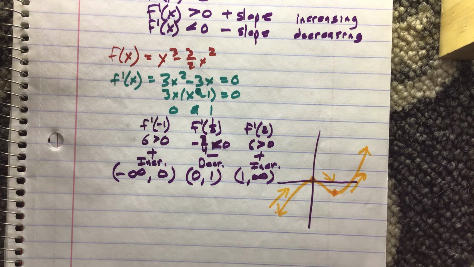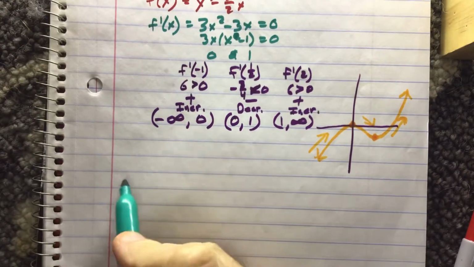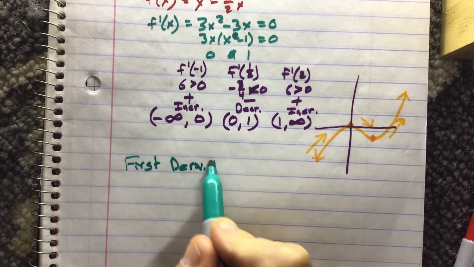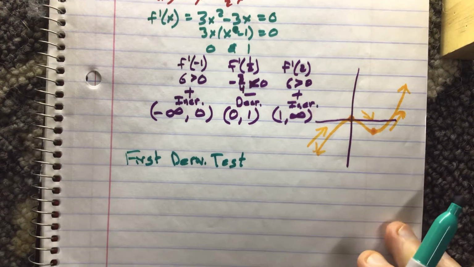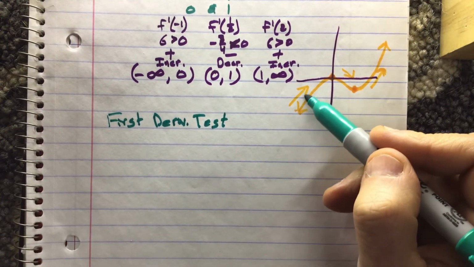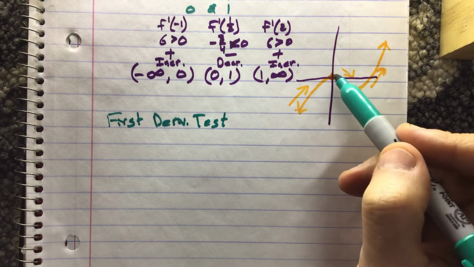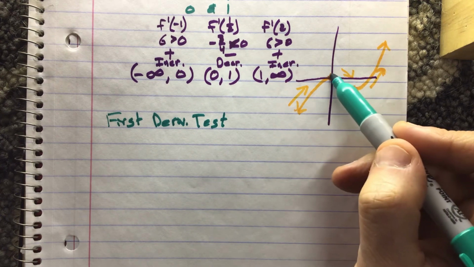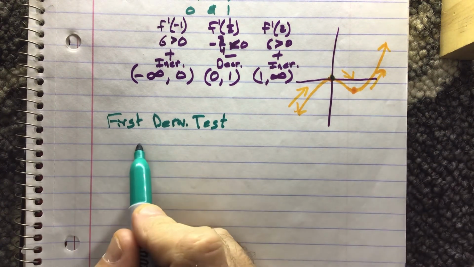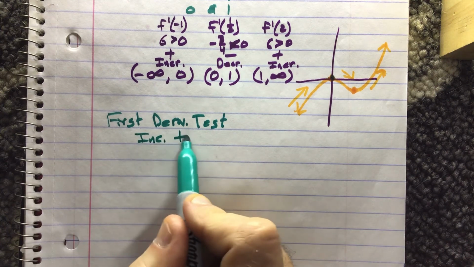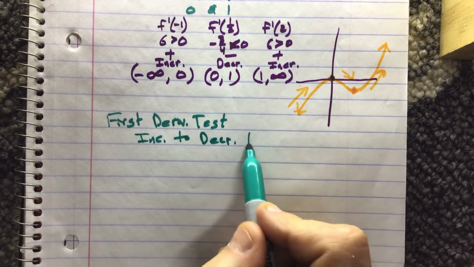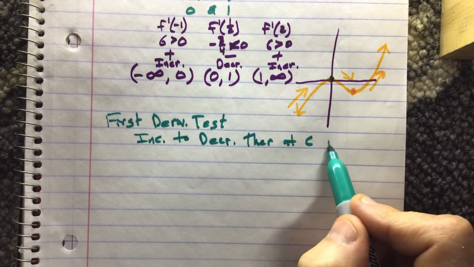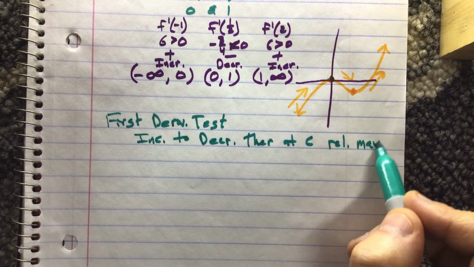And then we have the first derivative test, which is really simple and sort of obvious. It says that if a function is increasing and then suddenly decreasing, that critical point must have been a maximum because you were going uphill and then you were going downhill, so you must have been at the top of the hill. So if you go from increasing to decreasing, then at C, we'll call it C, you have a relative max. Remember, this is not an absolute.